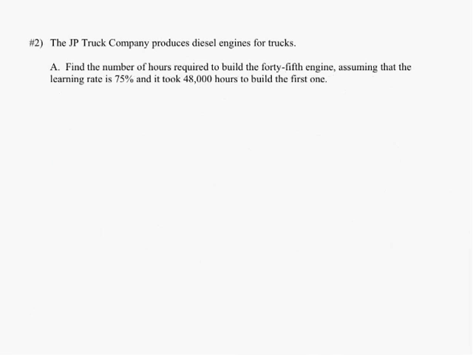The JP Truck Company produces diesel engines for trucks. Find the number of hours required to build the 45th engine, assuming that the learning rate is 75% and it took 48,000 hours to build the first one. If we go back to the first page, we skipped over this.